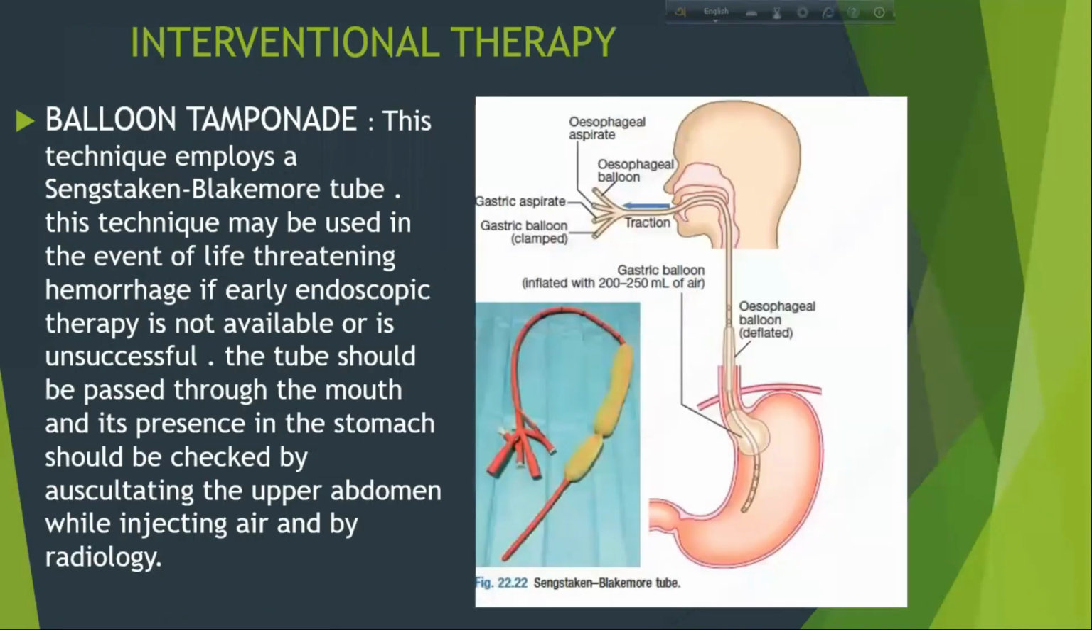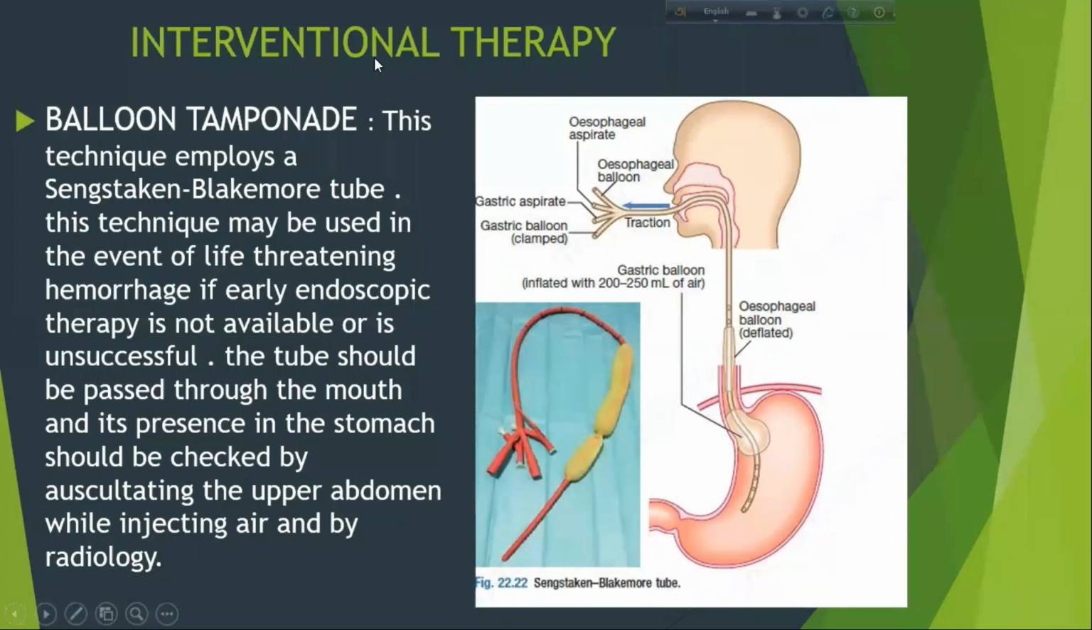Interventional therapy, balloon tamponade. This technique employs a Sengstaken-Blakemore tube. It may be used in the event of life-threatening hemorrhage if early endoscopic therapy is not available or is unsuccessful. The tube should be passed through the mouth and its presence in the stomach should be checked by auscultating the upper abdomen while injecting air and by radiology. This is the Sengstaken-Blakemore tube introduced into the stomach and esophagus.